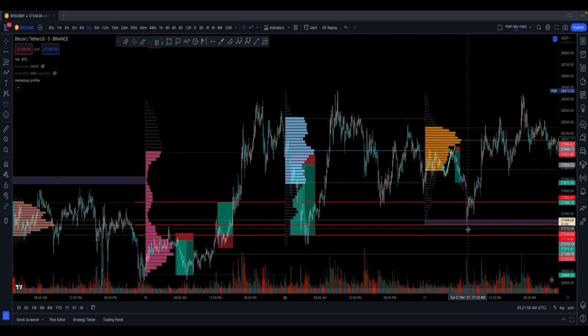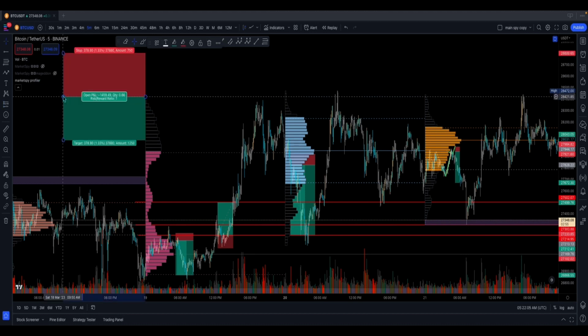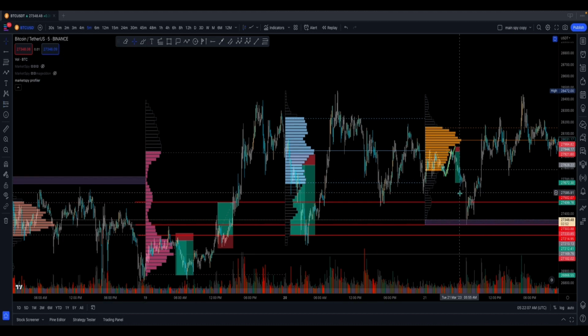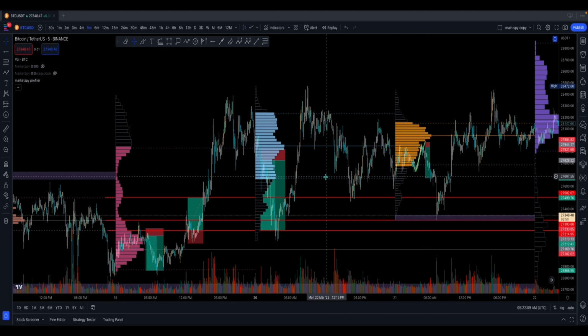We go down, and what a surprise. To the T, it hits that POC, because these are our only references. Price is looking for value. So that was just another beautiful play that could have happened, but bare minimum, you took it to the VAL.